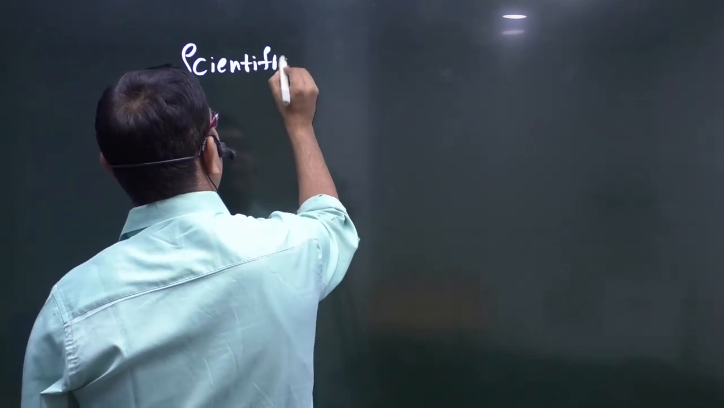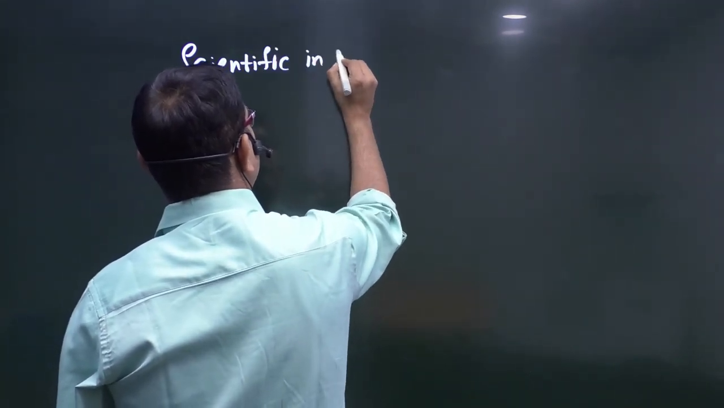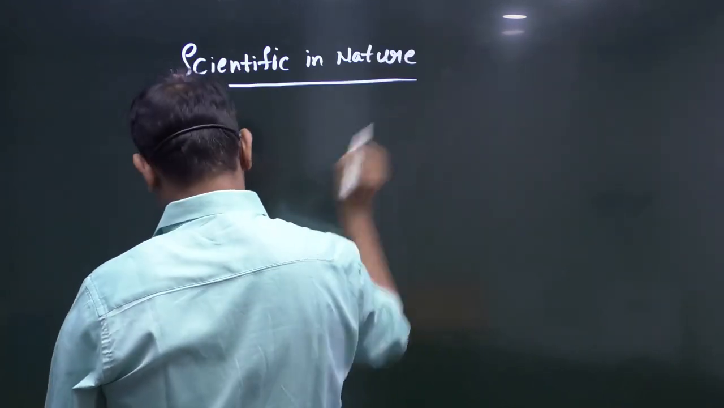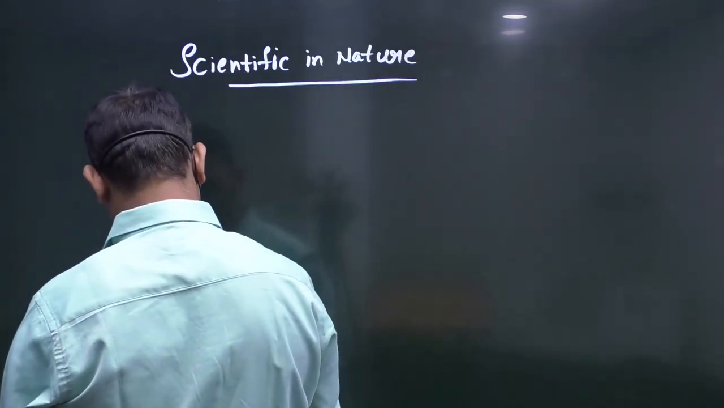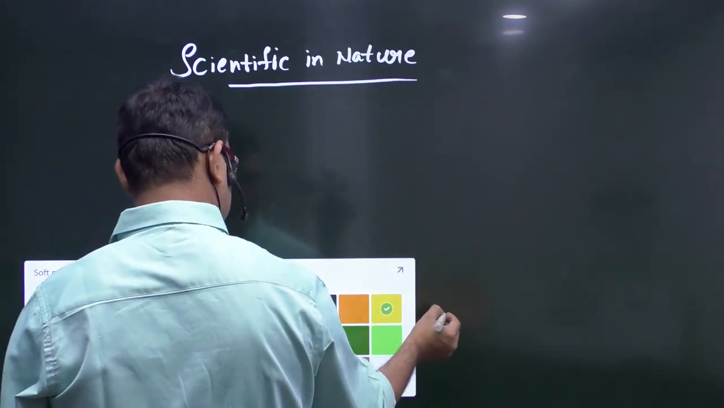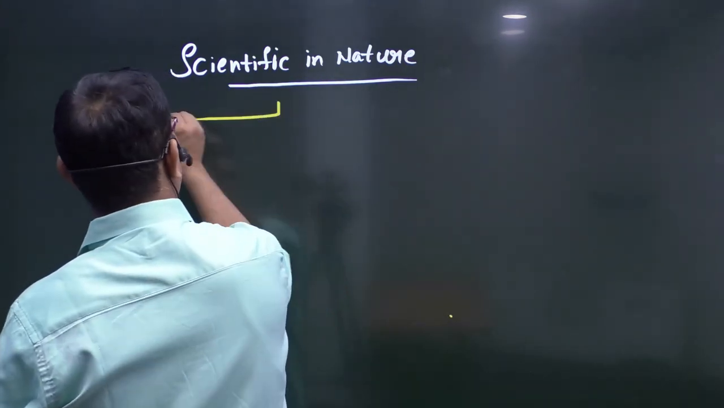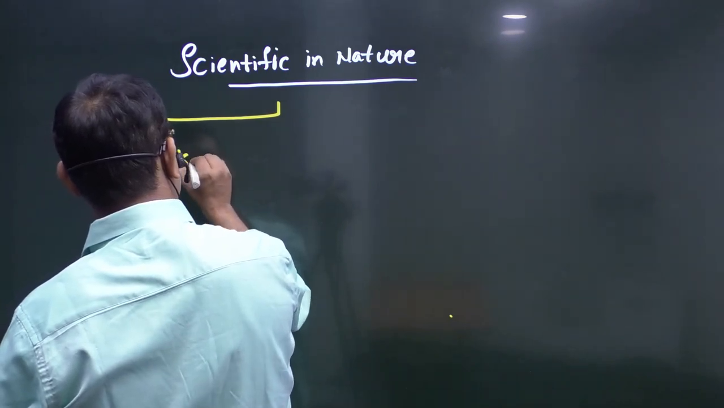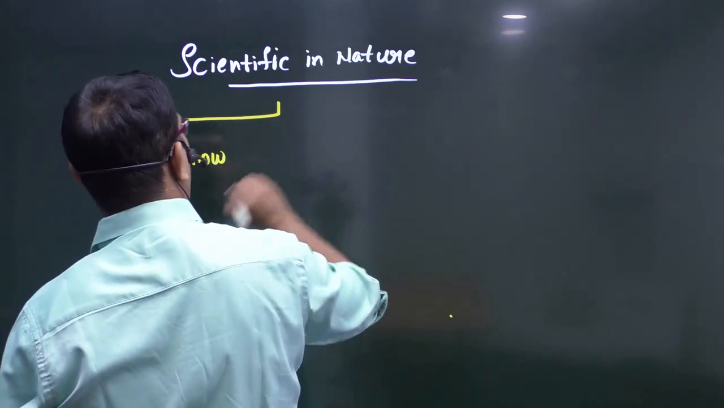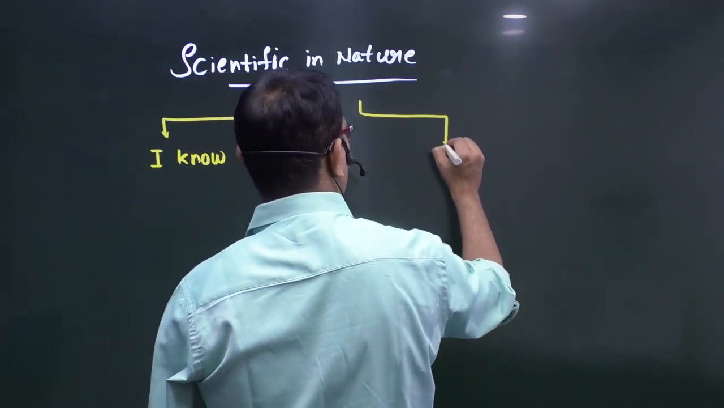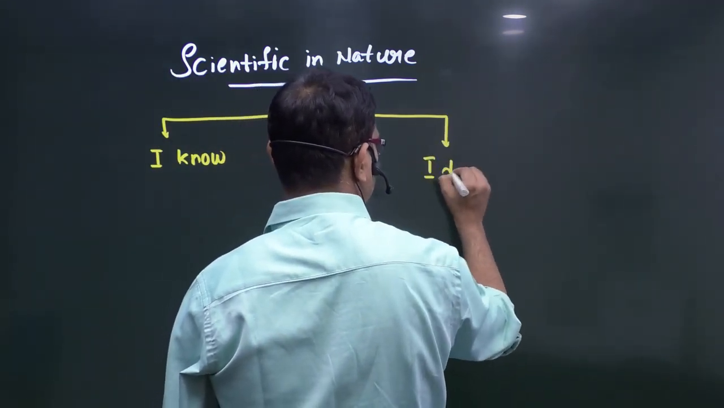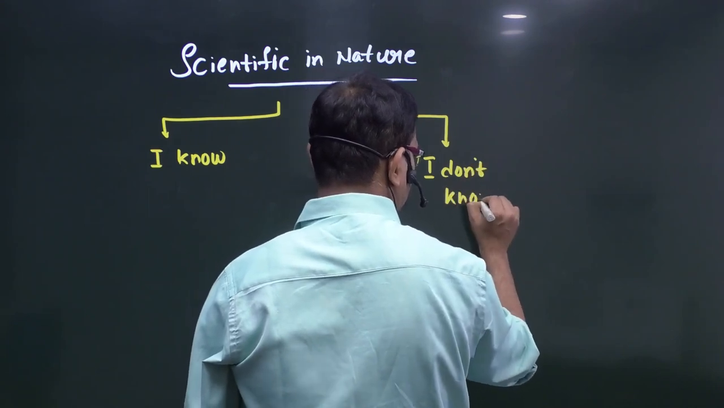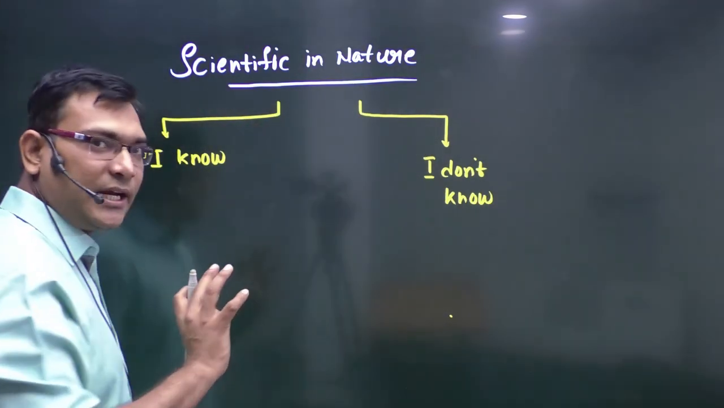Scientific in nature means there are only two ways. What are the things you see? What are the things here? Mainly whether I know or I do not know. Scientific का मतलब यह होता है whether I know or I do not know.